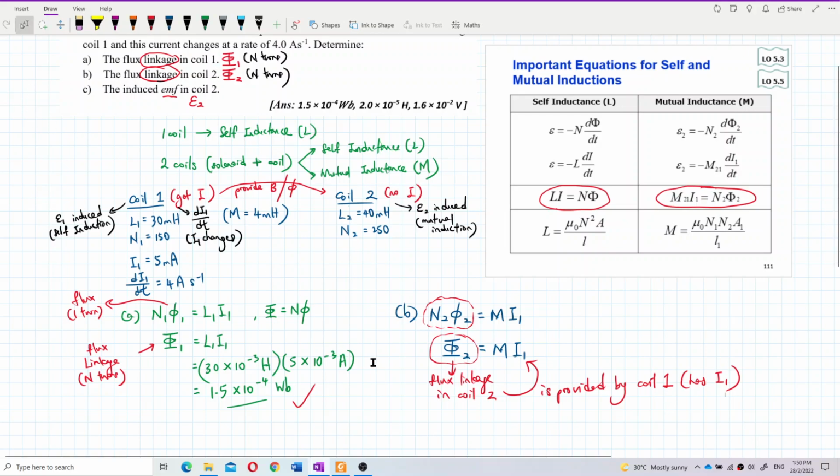Why does coil 2 have a flux linkage? Because the flux linkage in coil 2 is actually provided by coil 1, because coil 1 has the current I1. That's how you put it. M I1 is equal to N2 phi 2, so N2 phi 2 equals M I1.